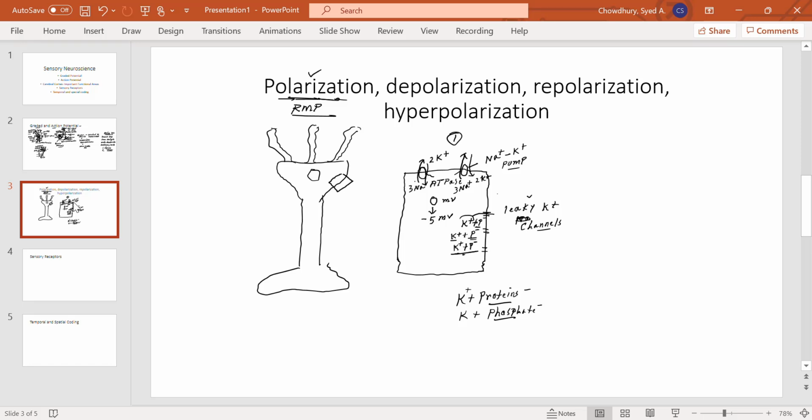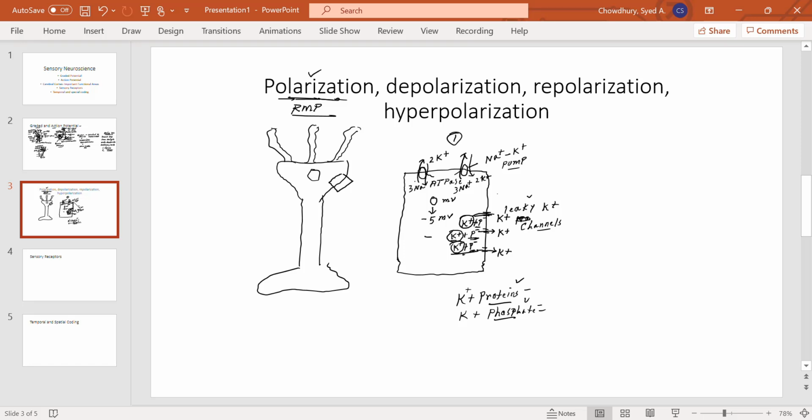Potassium alone gets out because the membrane is highly permeable for potassium. So that high permeability of the membrane would let the potassium get out. So now what happens? A huge amount of potassium will get out because the membrane is highly permeable to potassium, but the potassium will leave the proteins and phosphates inside the cell or neuron. So these are negative. So negative ions are now staying, but positive potassium is getting out.